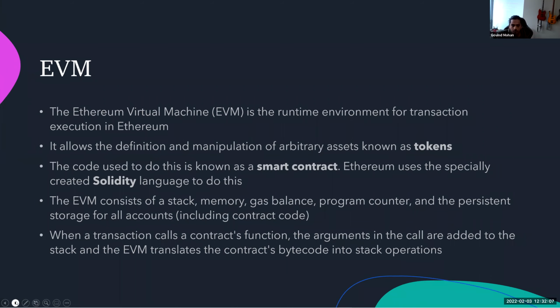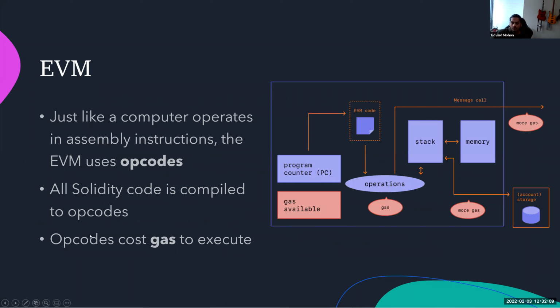Let's decompose this a little bit more. So this is a little architectural diagram of what the EVM ecosystem looks like. I'm not going to go into all this stuff, but essentially, just like a computer operates in assembly instructions, you have a machine like a laptop that uses x86. If you have a Mac M1, then you probably have the new M1 system. Your Android or your Apple phone uses ARM instructions. So it's a whole set of very low level instructions.